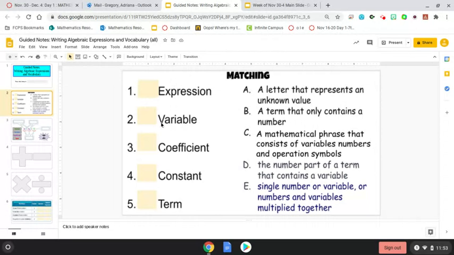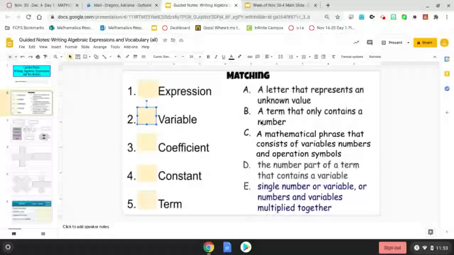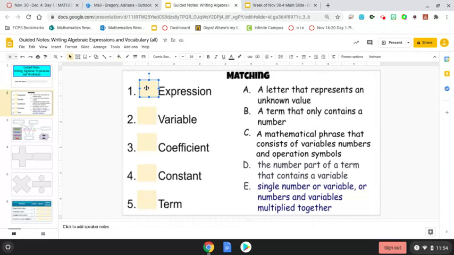A variable, we've talked about before, it's just a letter that replaces a number. So a letter that replaces a number. So we're going to go and we're going to match that with letter A. So a variable is letter A. Let's go over here and look again. Let's look at letter C, a mathematical phrase that consists of variables or numbers and operations. This is an expression. So this is like a mathematical phrase instead of a phrase that we would say out loud in language arts. It's an expression. So number 1 is C.